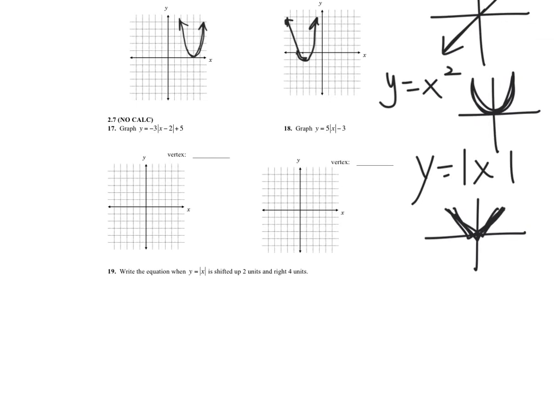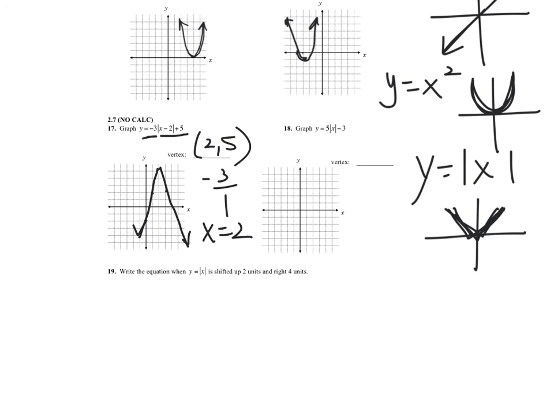Okay, the next one has 2 shifts again. So 2 to the right and 5 up. 1, 2, 3, 4, 5. So I should be right there. That's my vertex. The vertex is at 2, 5. And then -3 tells me that I need to go down 3, 1, 2, 3, and over 1 in both directions to form my V shape. There it is. And I'll throw this in, but the axis of symmetry is x equals 2. I might ask for that on the test.